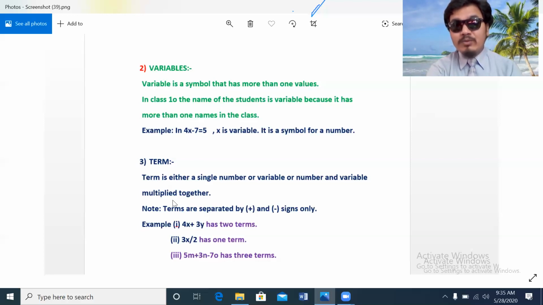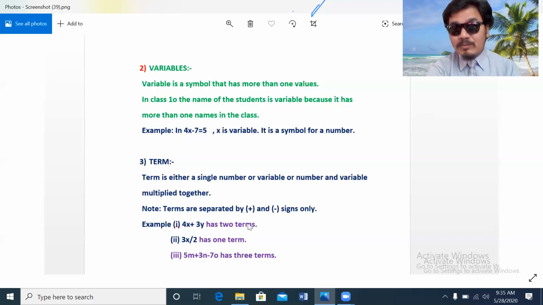Please note and always keep in mind that terms are separated by plus and minus signs only. Sometimes they may be separated by a divide sign, but that will not come in your class; you will learn it in upper classes. Mainly the terms will be separated by plus and minus signs only. Here an example is given: 4x plus 3y, which is an algebraic expression.